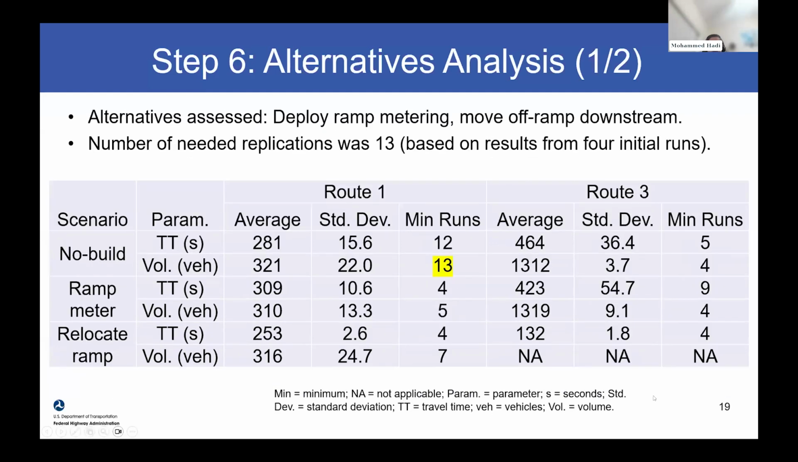Oh, before we do that, I think we assessed two alternatives. One of them is to deploy ramp metering, and the other is to move the on-ramp downstream from the weave area to eliminate the weave area. Obviously this solution is expensive. It's very high cost. There is an estimate for that cost of millions of dollars, and then the other, ramp metering, is a low-cost alternative that can be done much more easily. So next slide.